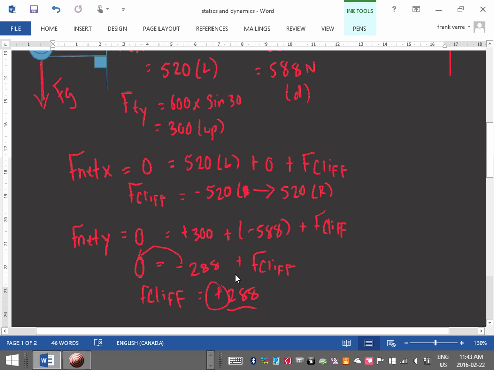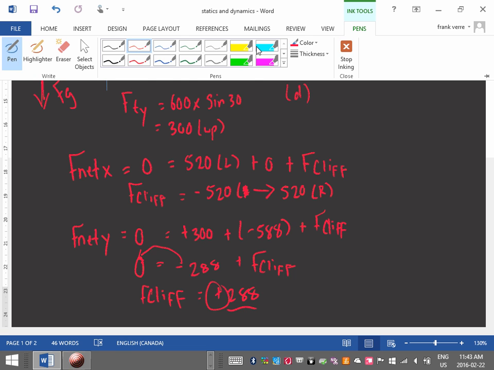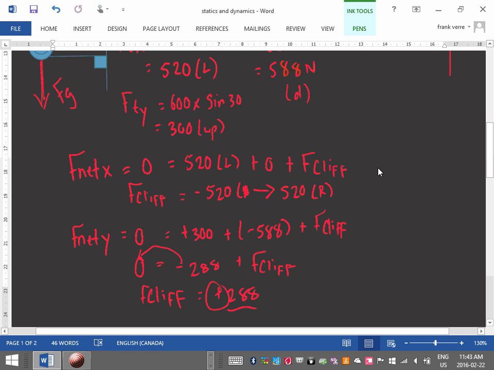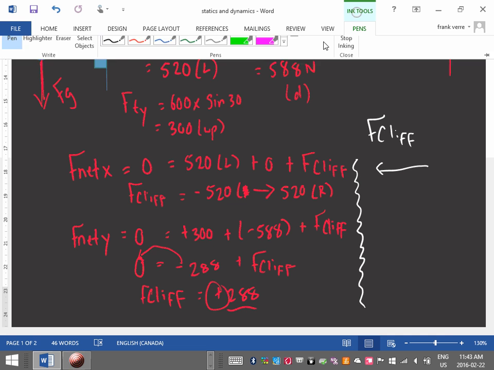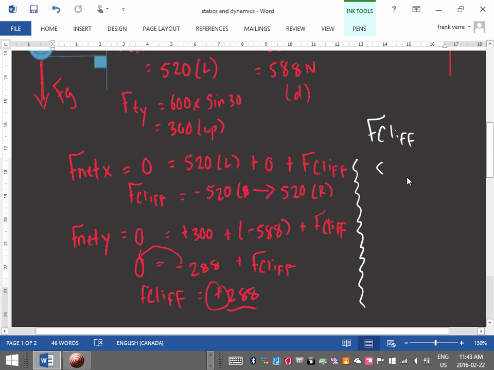Okay? So now what we can do is we can just finish it off. I'll just change this. So I'll finish it off over here. So the force of the cliff would be 520 to the right. Never give myself enough room. Let's do this again. So it's going to be 520 this way and 288 this way. So we could pause. Yep, that should be.